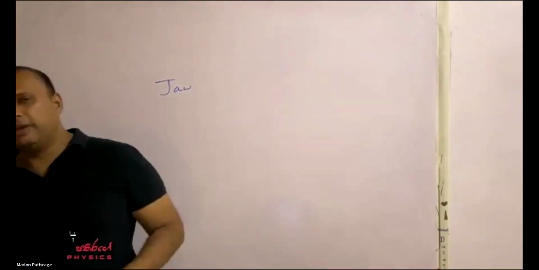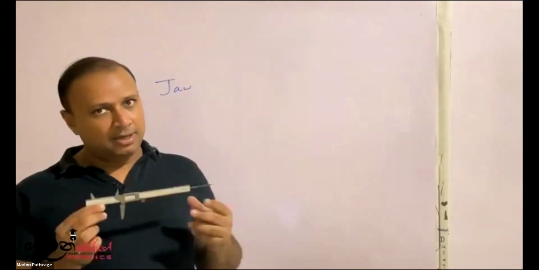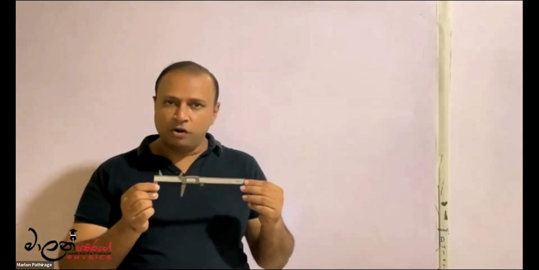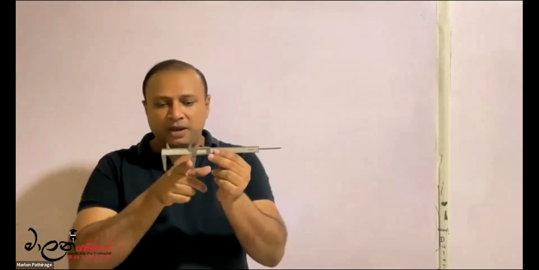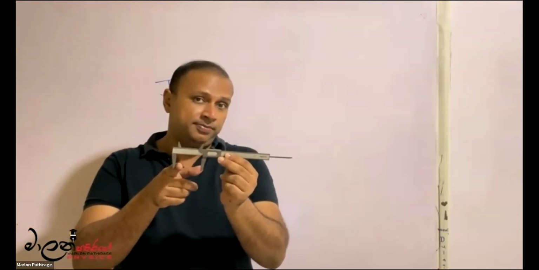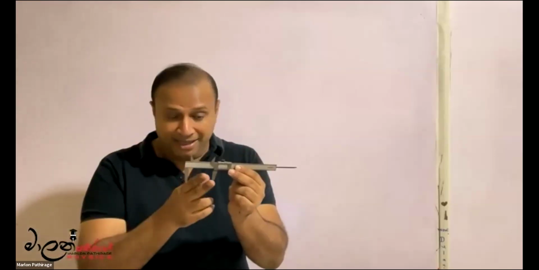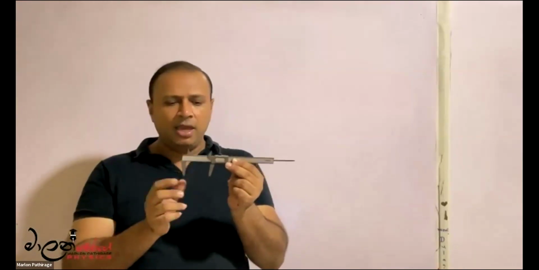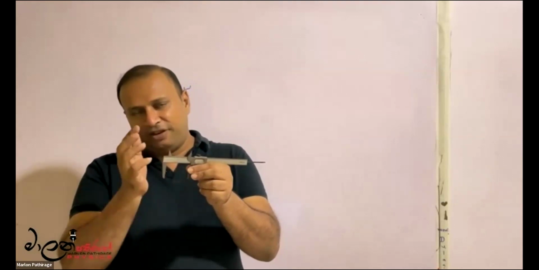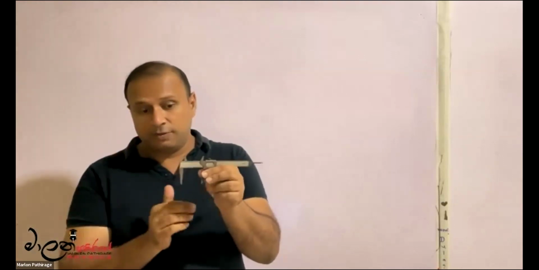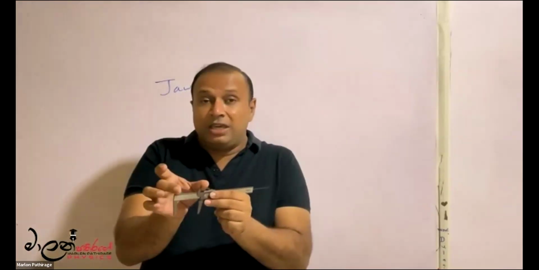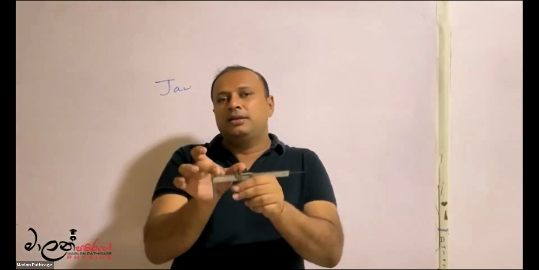So we can take external measurements as well as internal measurements using a vernier caliper. If you want to measure a length, you have to place that object within two jaws. It can be either external jaws or internal jaws. If it is an external measurement, you have to keep the object within the external jaws. If it is an internal measurement, you have to keep the object within the internal jaws.